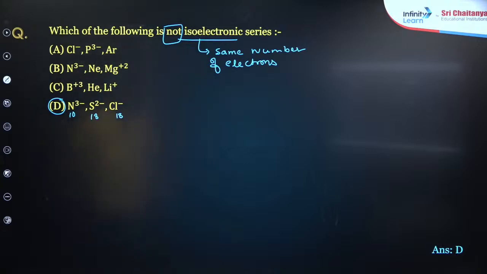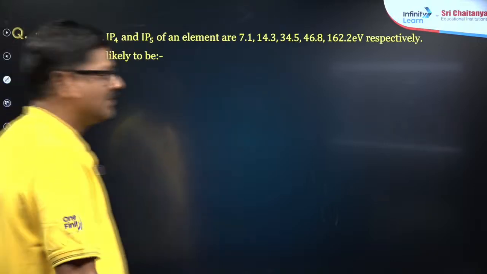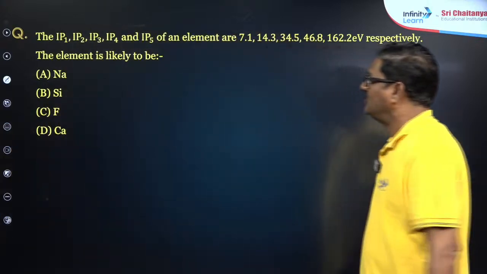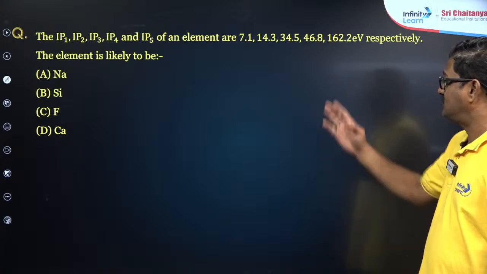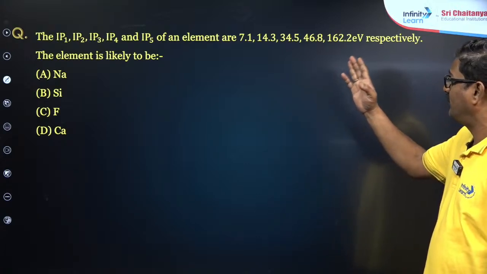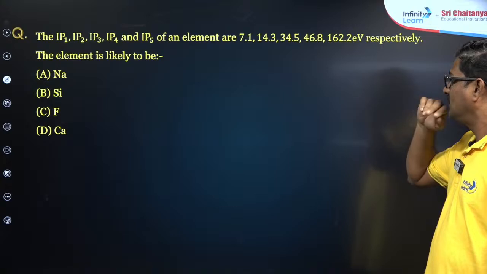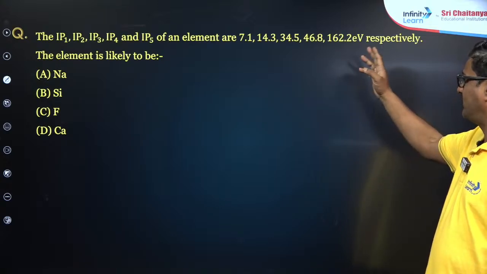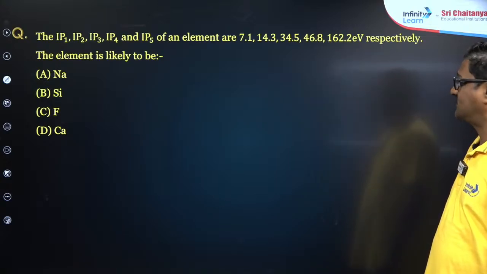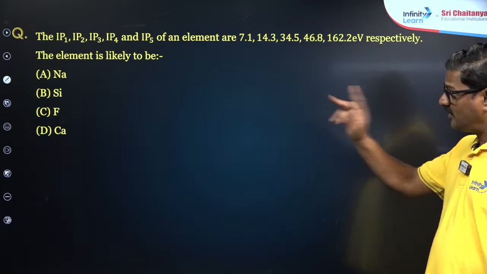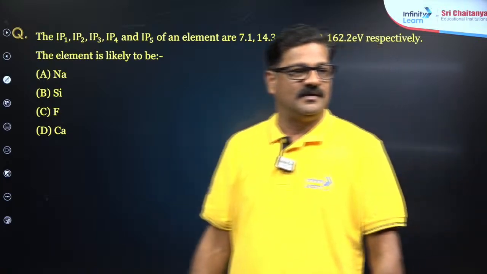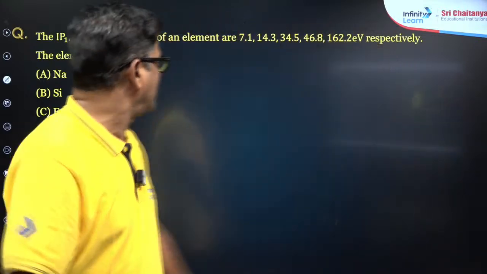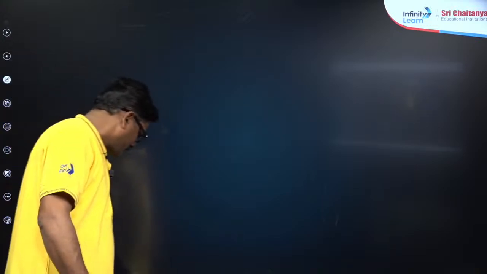आगे और एक क्वेश्चन है. Now IP1, IP2, IP3, IP4, IP5 of the element are 7.1, 14.3, 34.1, 46.8, 162.2 electron volts respectively. The element likely to be. IP stands here for ionization potential. So I just want to discuss a very good concept here.